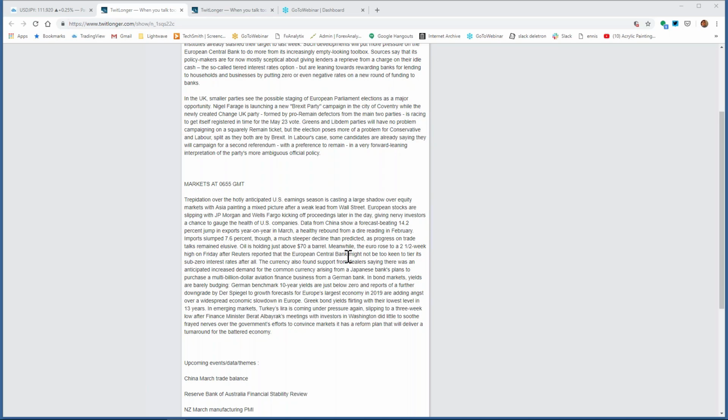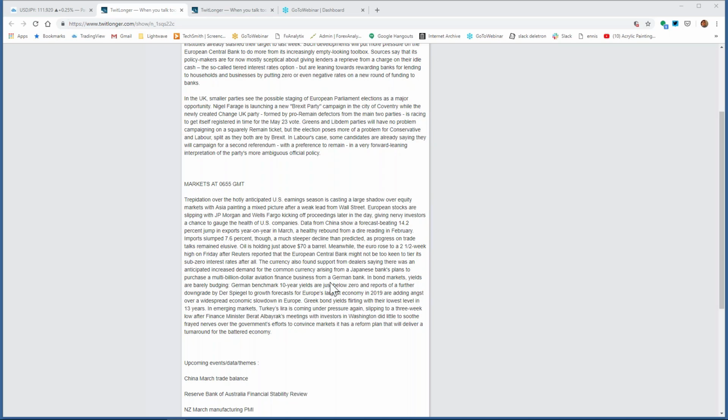Meanwhile, the euro rose to a two-week high on Friday after Reuters reported that the ECB might not be too keen to tier its sub-zero interest rates after all. The currency also found support from dealers. There was an anticipated increase in demand for the common currency arising from a Japanese bank's plan to purchase a multi-billion-dollar aviation finance business from a German bank.